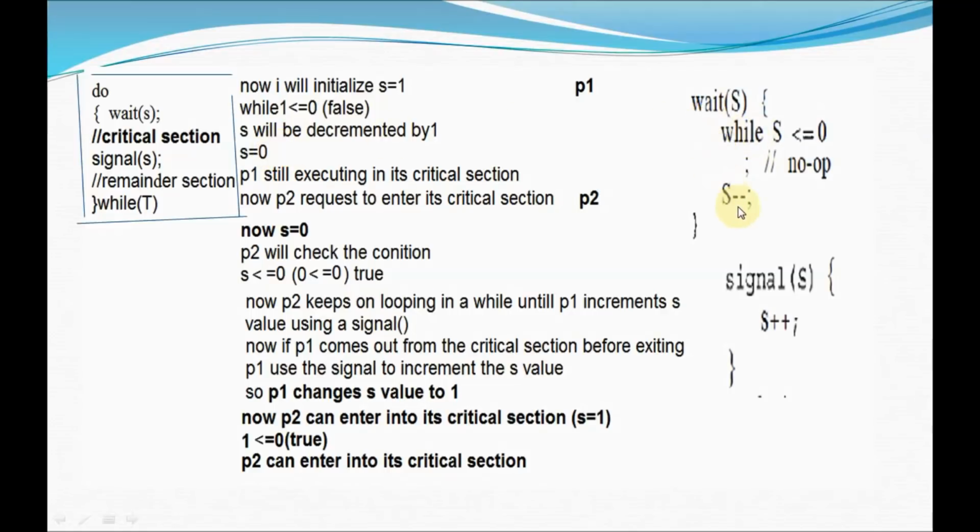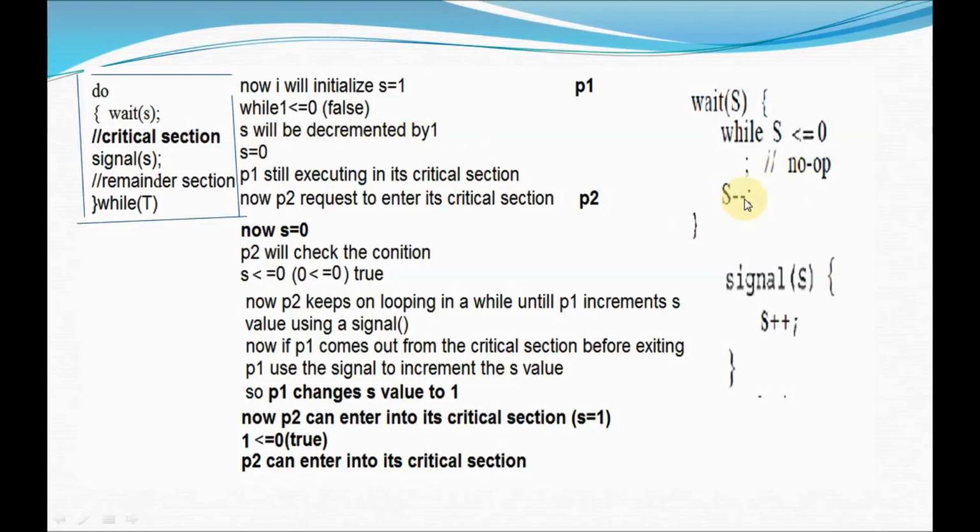So when the while condition is false, s will come out of the loop. There is no code inside the while loop; the while loop doesn't contain any code. That's why when the condition is false, it comes out of the loop. Once it comes out of the loop, what will it do? s will be decremented by 1. See, s minus minus.